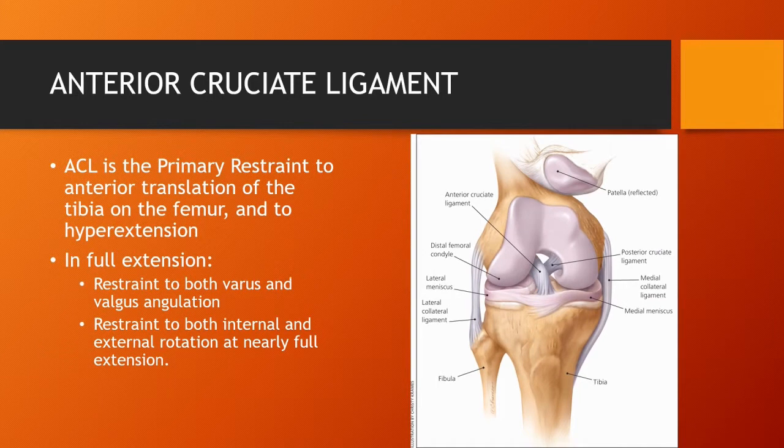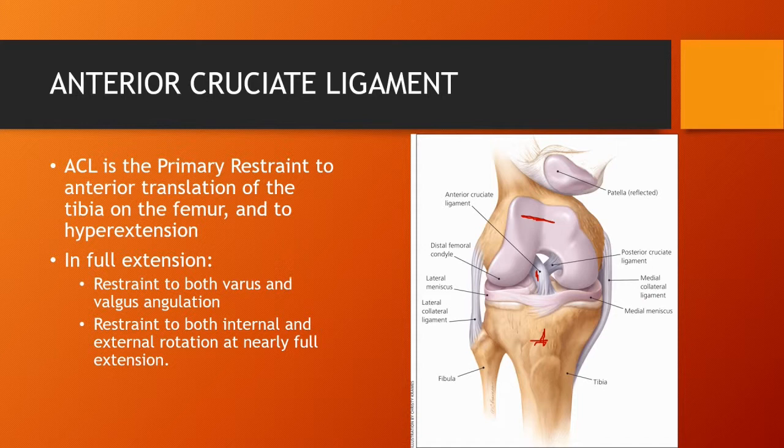knee. The anterior cruciate ligament is the primary restraint to anterior translation of the tibia here on the femur here. So the ACL here prevents forward movement of this tibia relative to the femur. And of course, the posterior cruciate ligament is going to do the exact opposite. The anterior cruciate ligament is also the primary restraint to knee hyperextension due to the action of the posterolateral band.